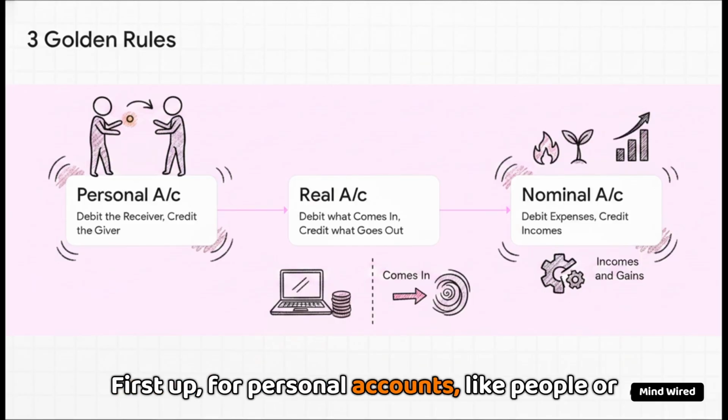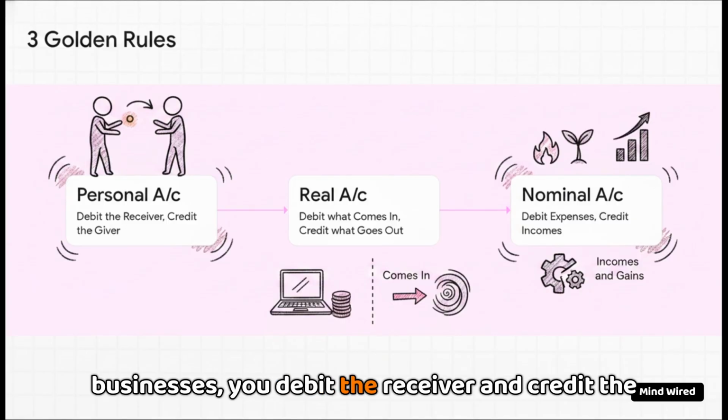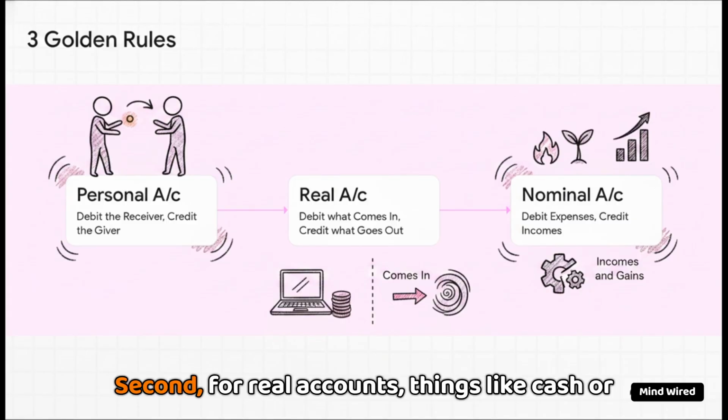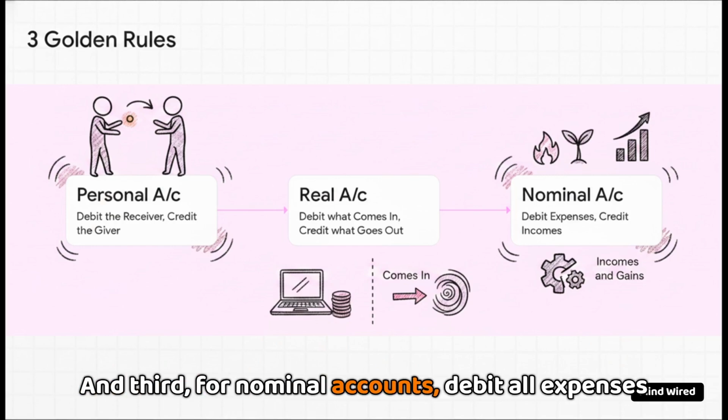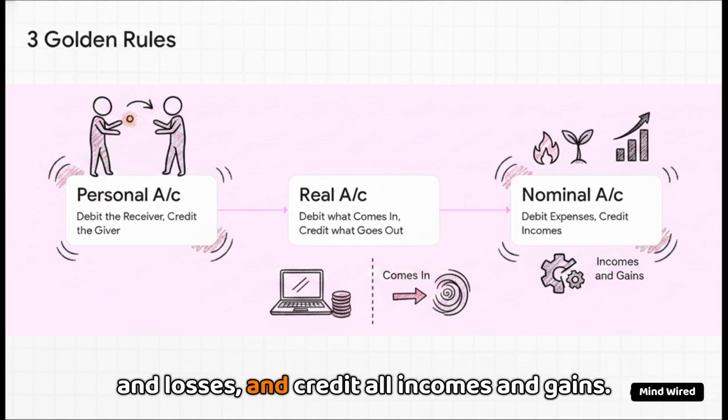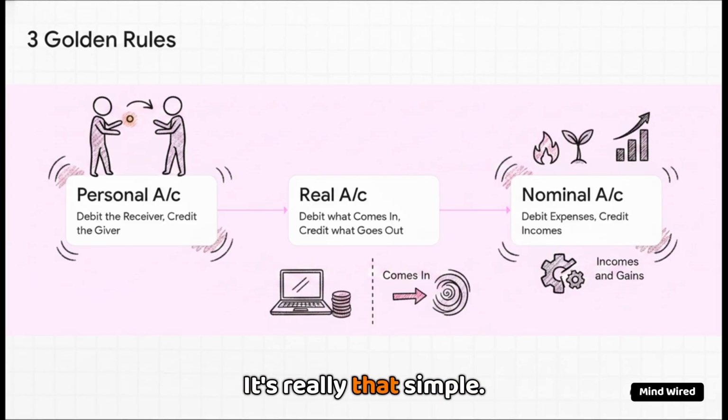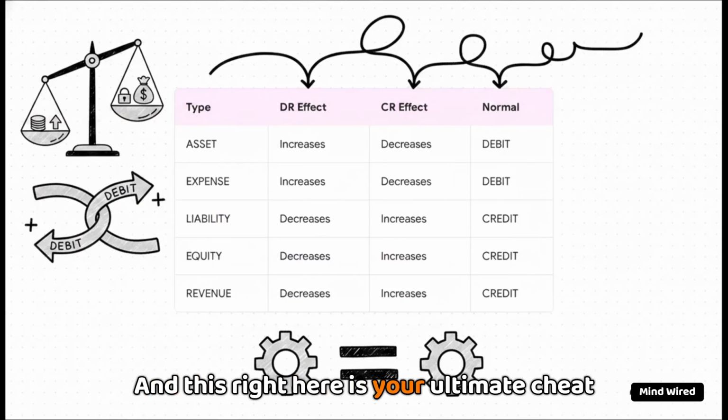First up, for personal accounts, like people or businesses, you debit the receiver and credit the giver. Second, for real accounts, things like cash or laptops, debit what comes in, credit what goes out. And third, for nominal accounts, debit all expenses and losses, and credit all incomes and gains. It's really that simple. And this right here is your ultimate cheat sheet.